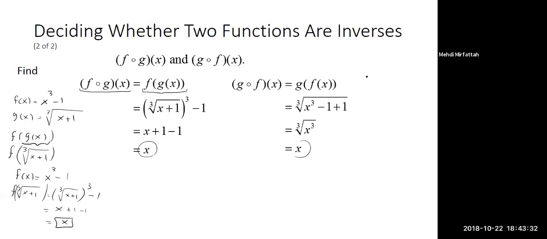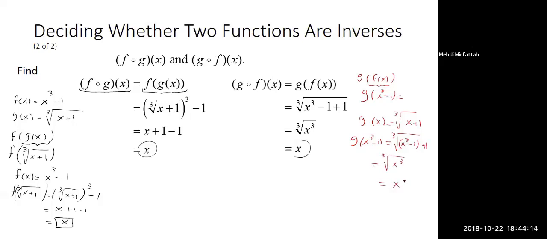If you want to find g of f of x, similarly, you pick f of x. f of x is x cubed minus 1. So if you want to find g of that, you go to the g function. g of x is given to me as the cube root of x plus 1. So g of x cubed minus 1 would be equal to, substituting for each x, the cube root of x cubed minus 1 plus 1. As you can see, you get the cube root of just x cubed, and that would be equal to x. So both ways, as you can see, it gives you x. So that confirmed that these two are inverses of each other.